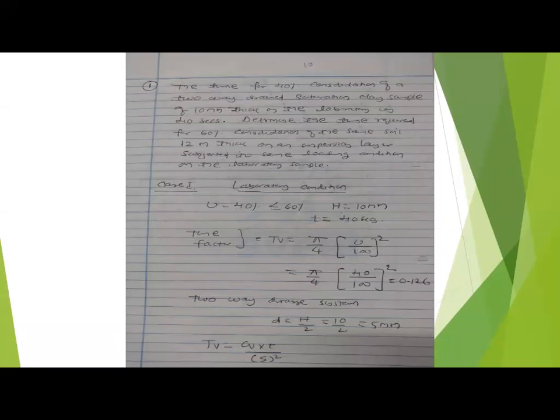What is the time needed for field conditions? First find CV. Everything is given. For laboratory condition, U is 40%, H is 10 mm, T is 40 seconds. So time factor TV is equal to pi by 4 into (U by 100) whole square, because it is less than 60%. So you will get TV is equal to 0.126. As it is two-way drained, D is equal to H by 2, that is 5 mm. The value of TV is 0.126, and you will get CV from this. First write the answer of CV. Use the same CV and find the time needed in the field. Use the same formula. At least a few people do it.